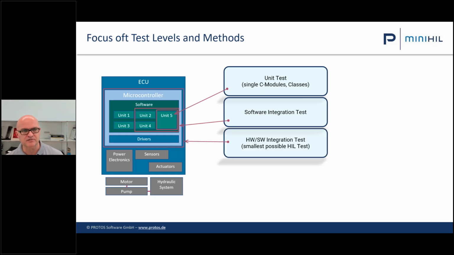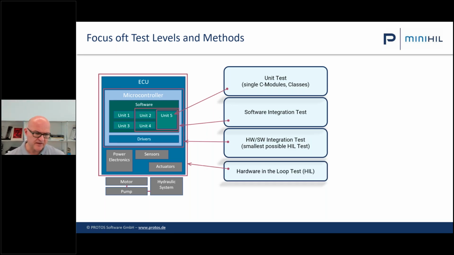The next level would be a hardware software integration test. That's the smallest possible hardware in the loop test. Your system under test is the microcontroller, including the complete software, including the drivers and so on. And that's not so easy to do. You usually cannot really use a unit test tool for that. The next level would be a big hardware in the loop test, for example, including the power electronics, the motor, actuators, and so on.